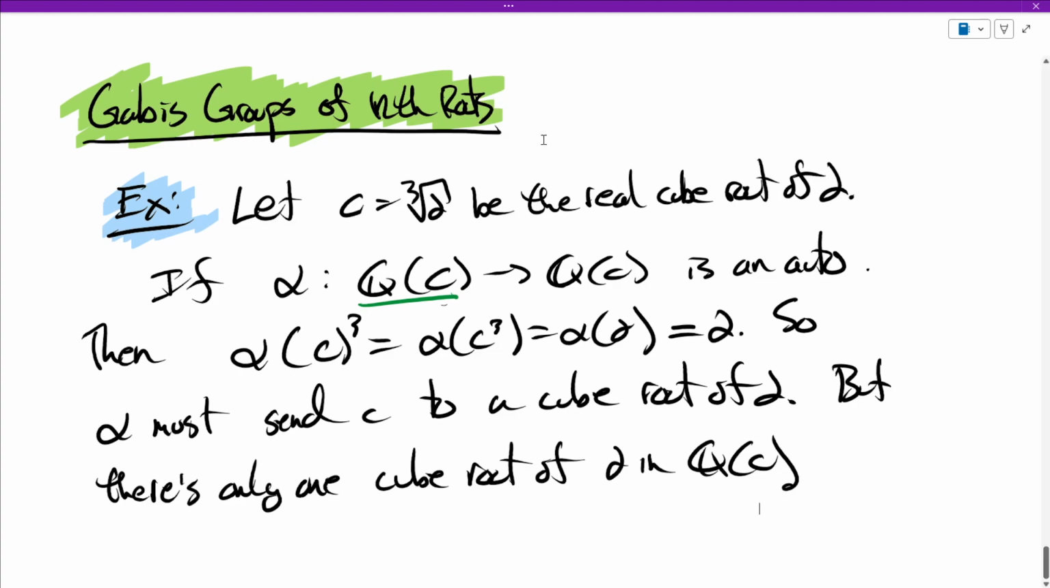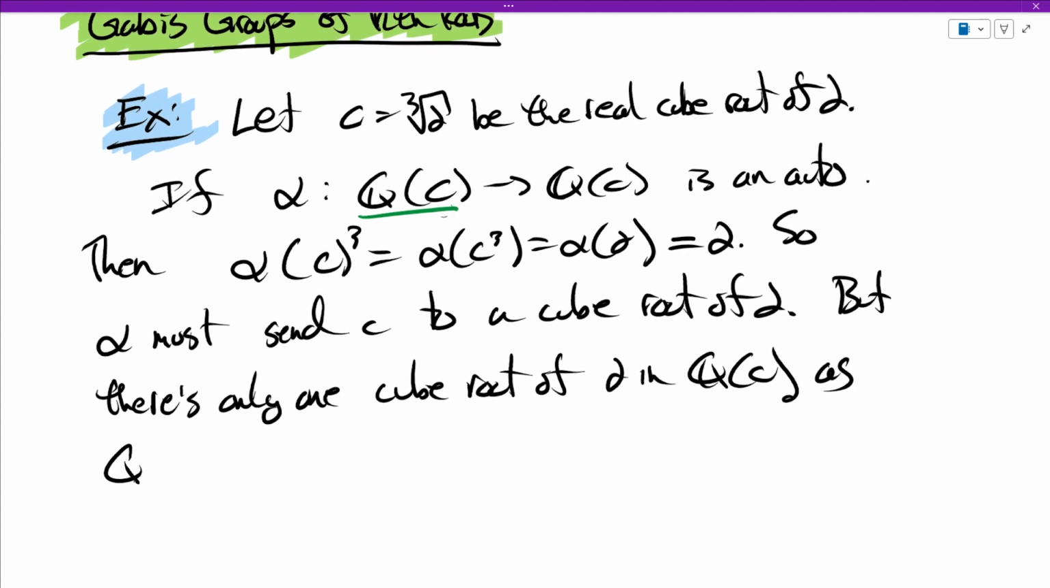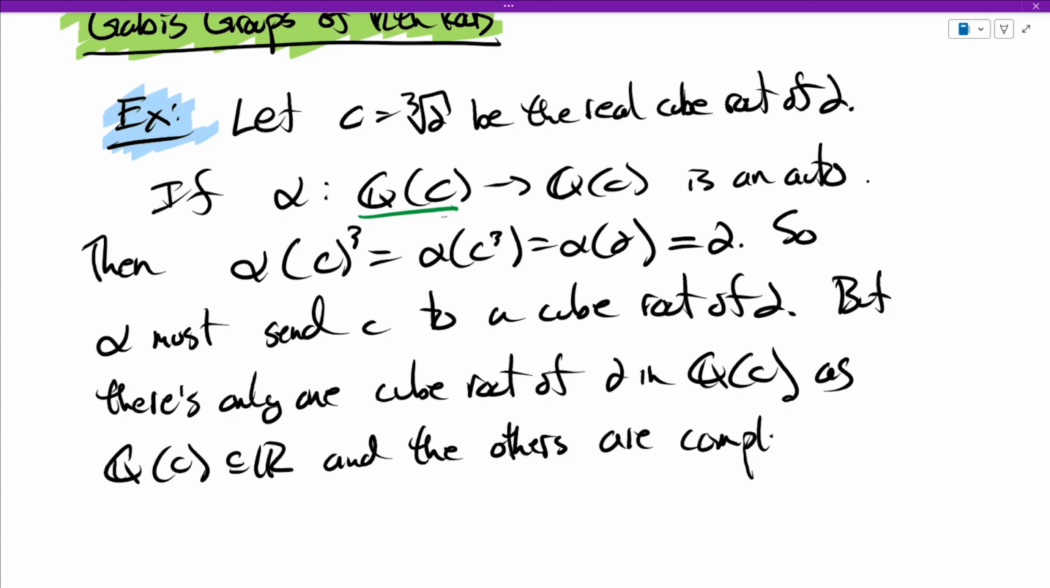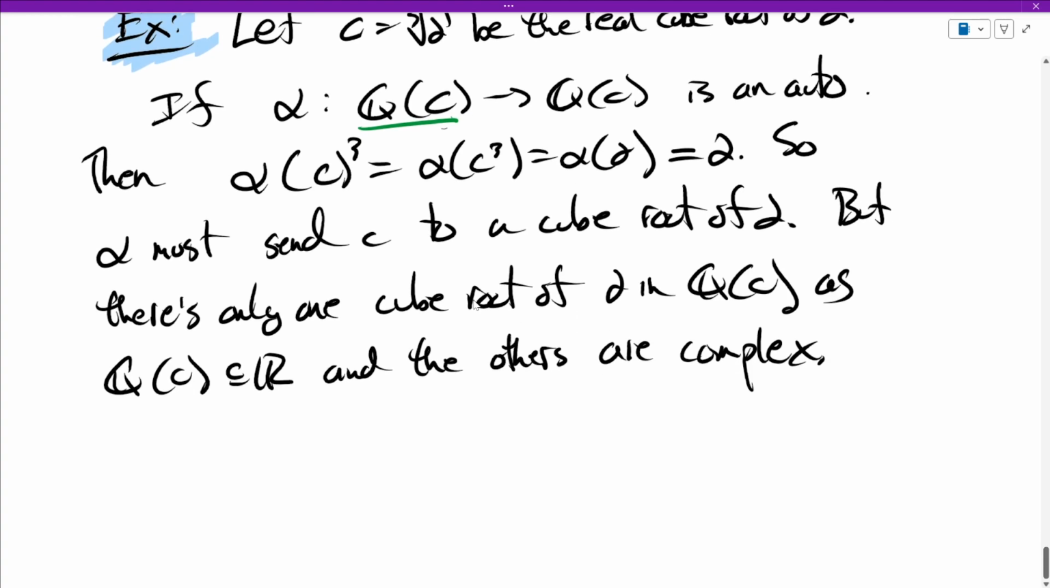And the reason for that is simple. Q adjoin C is a subset of R because we took Q, which is a subset of R, and we added in C, which is a real number, so we can't ever leave R. And the other cube roots of 2 are complex. So there are no other cube roots of 2 here because they're complex and we are a purely real field. Great. So what this says is that alpha has to send C to the only cube root of 2 in Q adjoin C, and there's only one, it's C. There are no others.